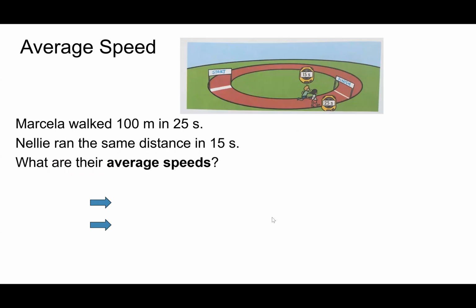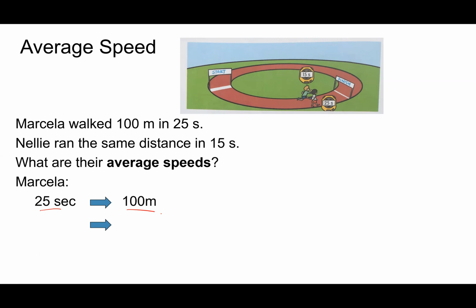Marcella walked 100 meters in 25 seconds. Nellie ran the same distance in 15 seconds. What are their average speeds? Okay, let's take Marcella first. We're going to use a rate diagram today. So in 25 seconds, how far did Marcella walk? 100 meters. Okay, if we're finding speed, what goes on the left? Time or distance? Time. Time always goes on the left of our rate diagrams when we're finding speed, okay? So to set this up for Marcella, we'll make it look like this. In 25 seconds, she walks 100 meters.